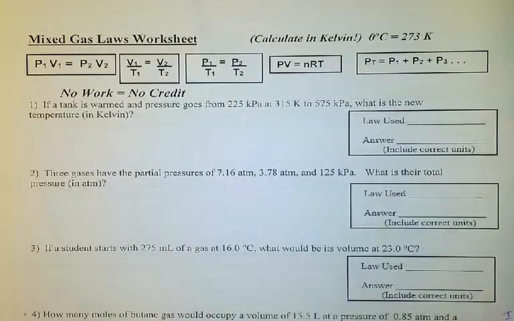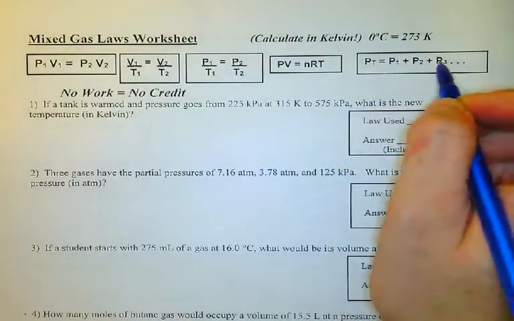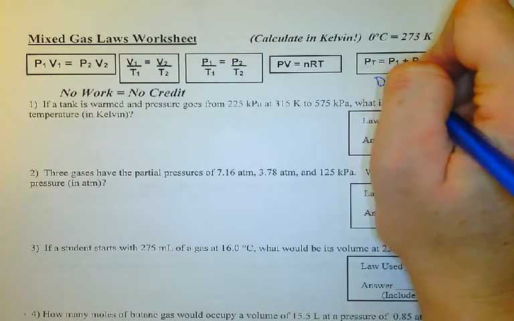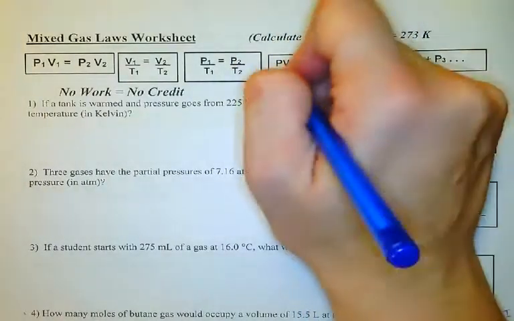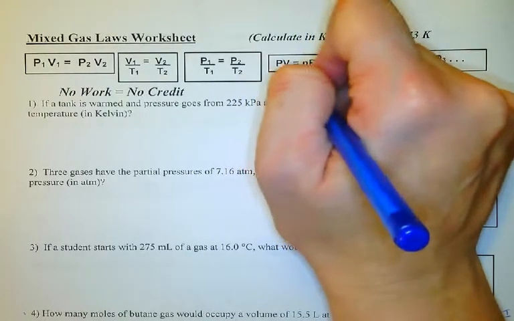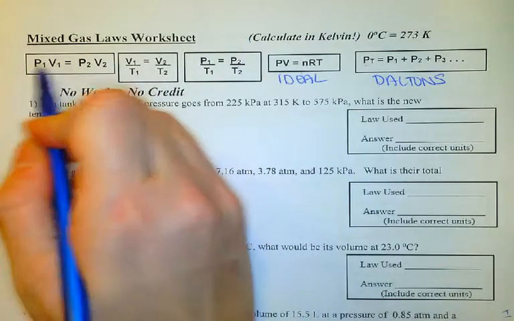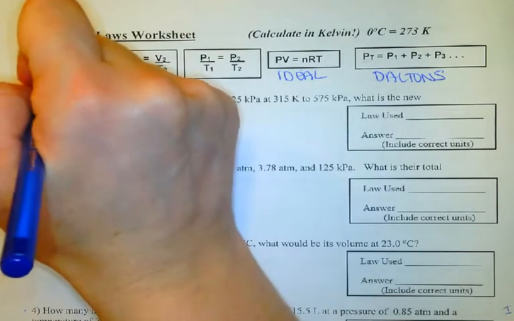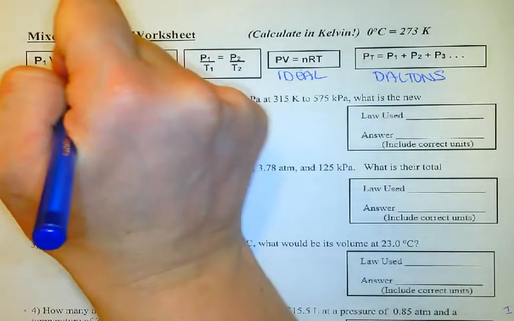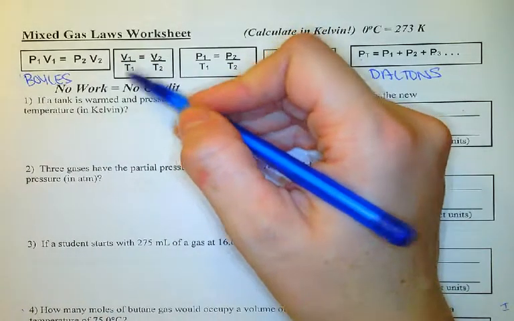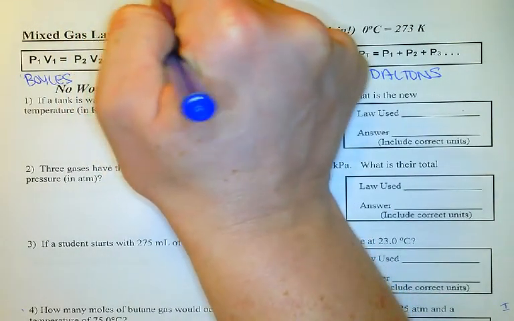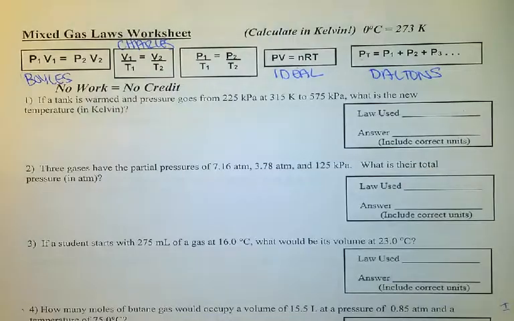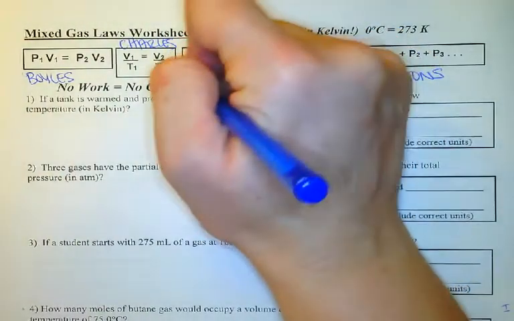So right now I'm going to do you a favor and label them. When it only has pressure in it, that's Dalton's law. PV equals nRT is what we call the ideal gas law. PV is Boyle's. Charles watches direct TV, so this is Charles' law. And that leaves pressure and temperature. That's Gay-Lussac's law.